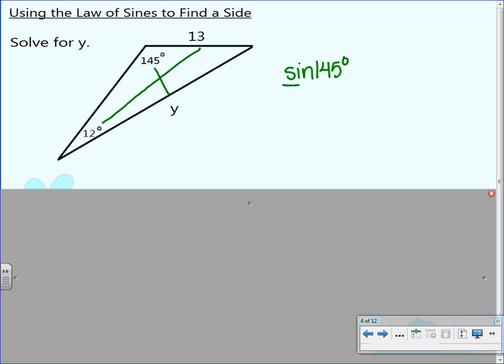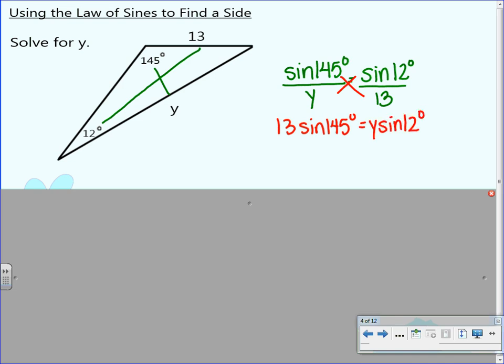I just need to make sure the side that's opposite y is underneath it. The other ratio in this case will be sine 12 over 13. To solve, we're going to cross multiply. So that's going to look like 13 sine 145 equals y sine 12, and then we're going to divide by sine 12 on each side.